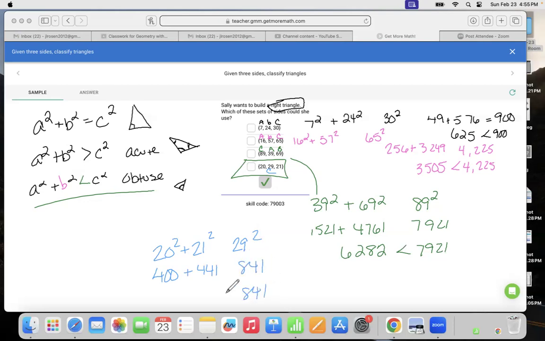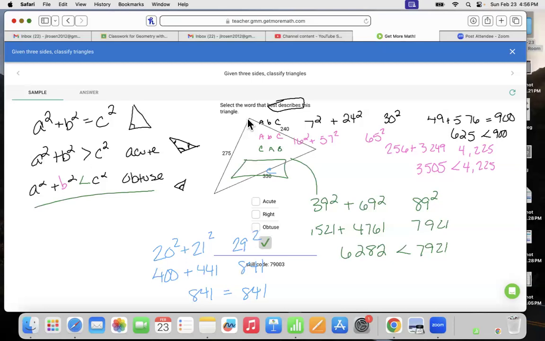So we have 841, and these two add up to 841. They're equal to each other, which is what it tells us for a right triangle: A squared plus B squared equals C squared. Okay, so that could be a lot of work rolling into this.